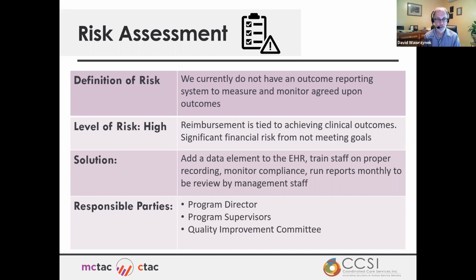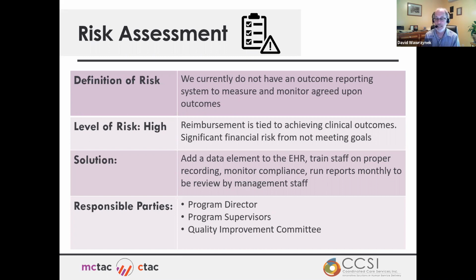So what's the solution? Well, our solution is we're going to add a data element to the electronic health record. We're going to train staff on properly recording the data. We're going to monitor compliance. We're going to run reports monthly and review them by management. So we've defined the risk. We've defined how important the risk is, and then we've defined a solution. And you'll see in the solution a number of different elements: creating an outcome measure, training staff.